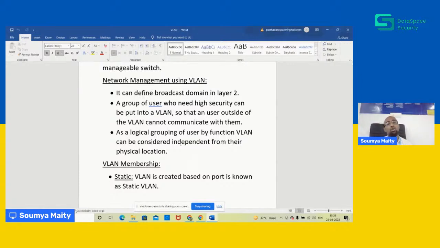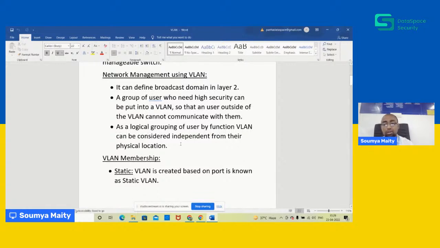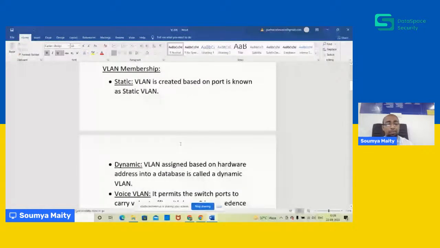A group of users who need high security can be put into a VLAN so that a user outside of the VLAN cannot communicate with them. As a logical grouping of users by function, a VLAN can be considered independent from their physical locations. So through VLAN we cannot connect any other department of the college or university. There is also VLAN membership.